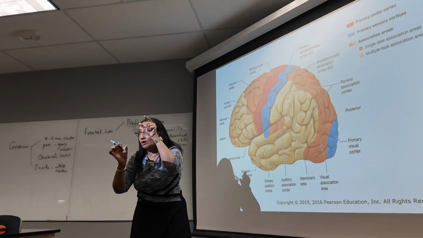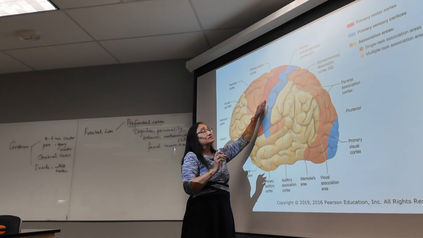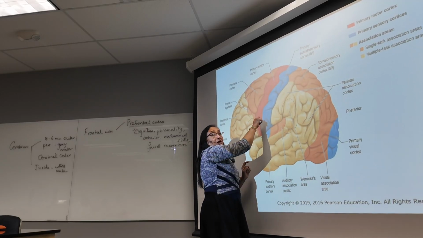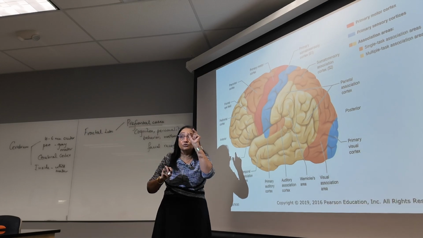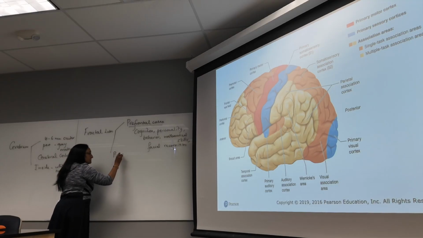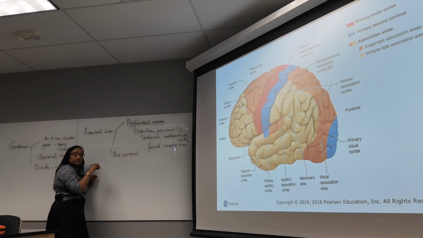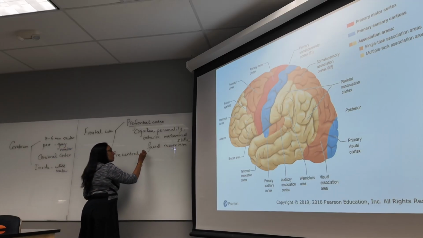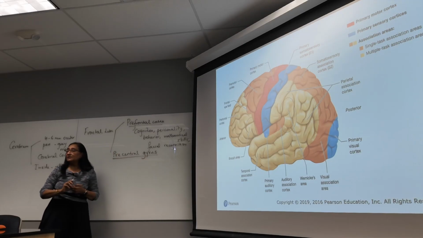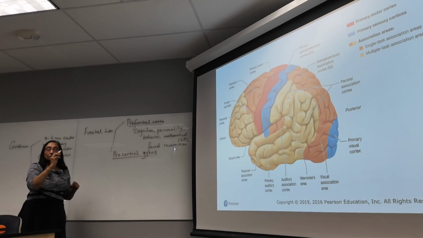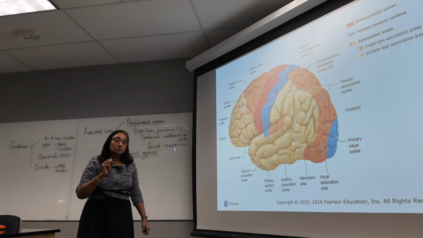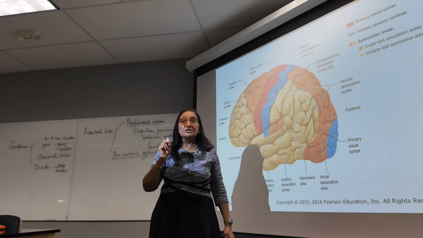The band of neurons that is just in front of the central sulcus, this is the central sulcus here, and this red band of neurons is called the precentral gyrus, because it is in front of the central sulcus. The neurons found in the precentral gyrus are responsible for controlling all the skeletal muscles in your body.